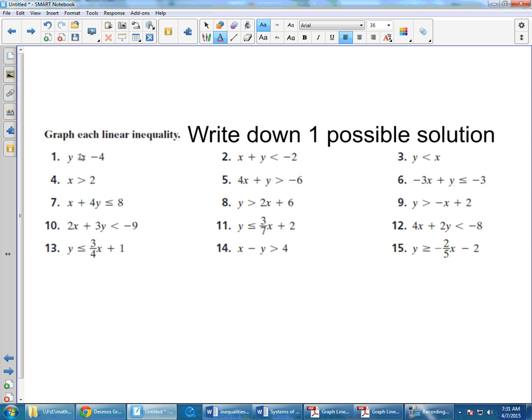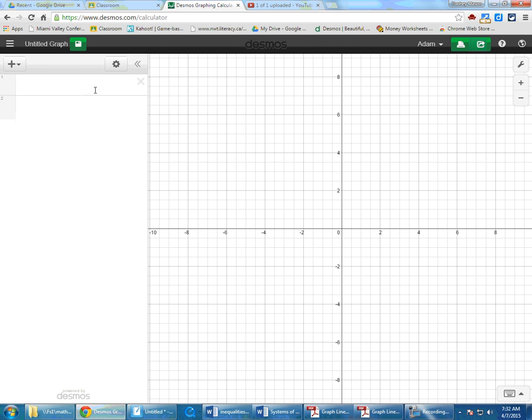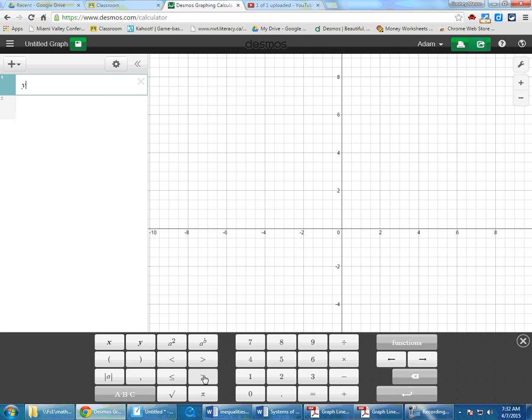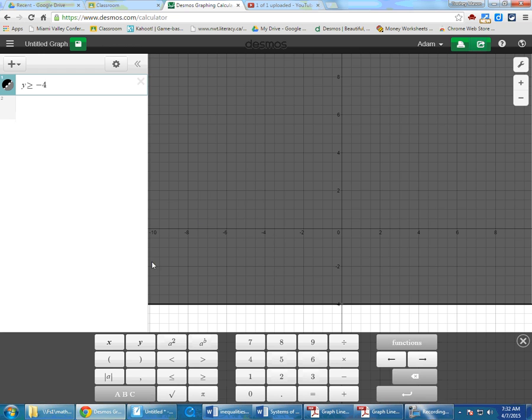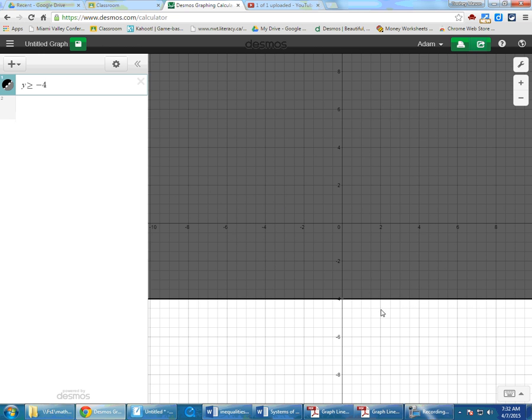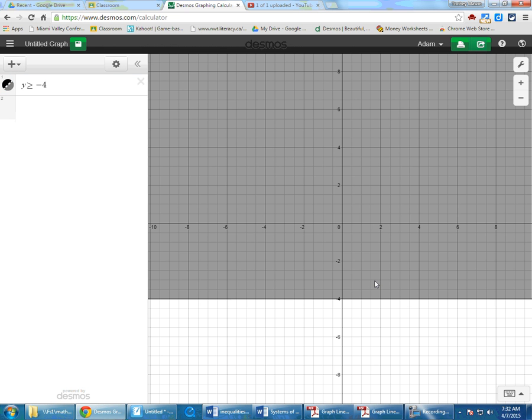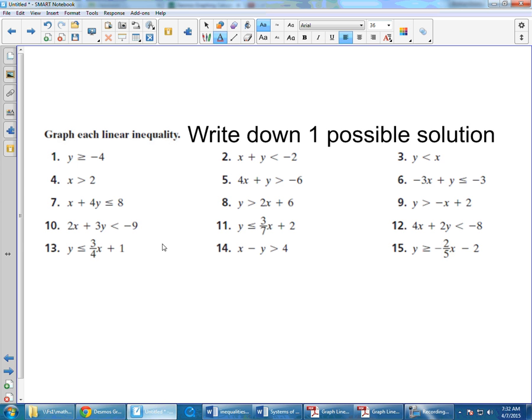I'm going to take the inequality and put it in the graphing calculator. This says y is greater than or equal to -4, so I'm going to type in y is greater than or equal to -4, and graph that. Now I need to find one solution that works, so I need any point that's in the shaded region. I'm going to pick 0, 0, just because I think that's a really easy point. So I'm going to go back to here and put 0, 0 as my point for number 1.